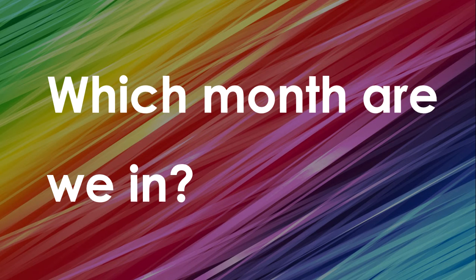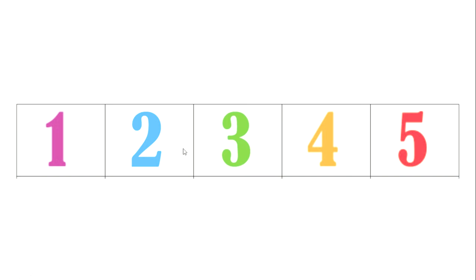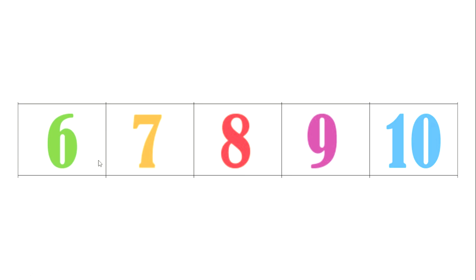Here's a clue for you. February has 28 days. Sometimes it has 29 days, but in this year, the year 2021, February has 28 days. Let's count to 28 and see how many days we went through in the month of February. Let's go. 1, 2, 3, 4, 5, 6, 7, 8, 9, 10.